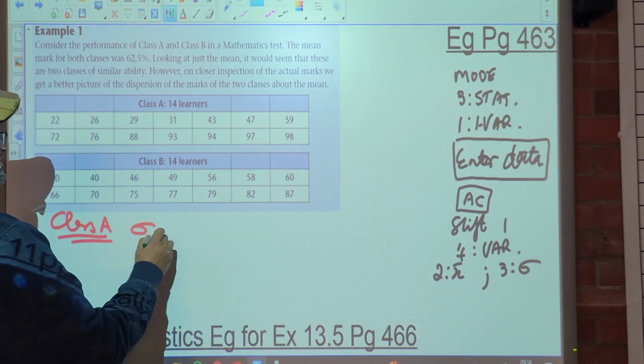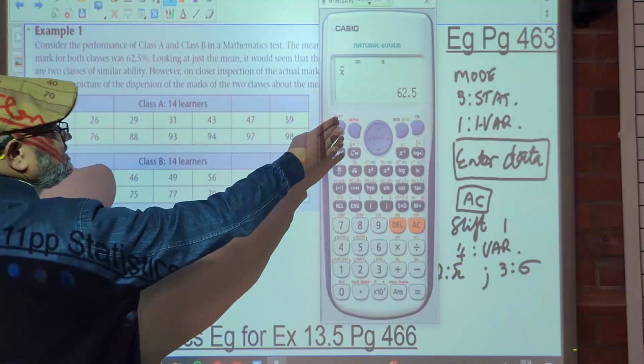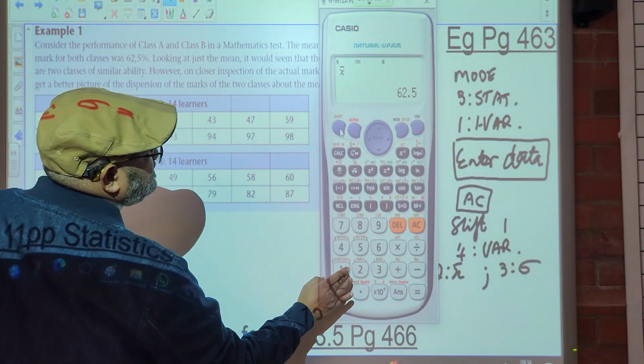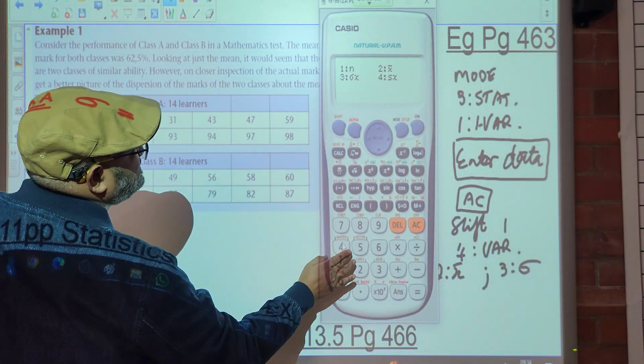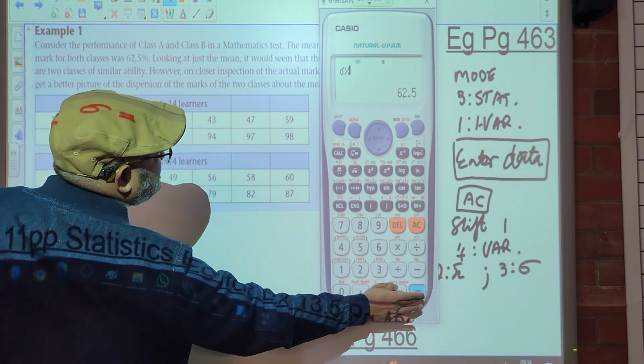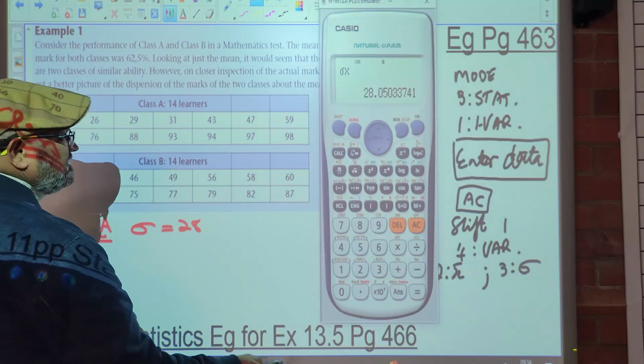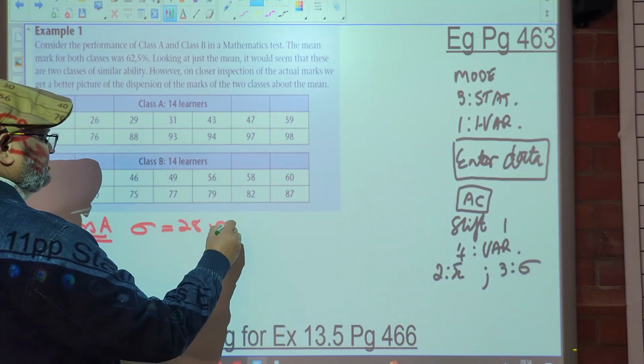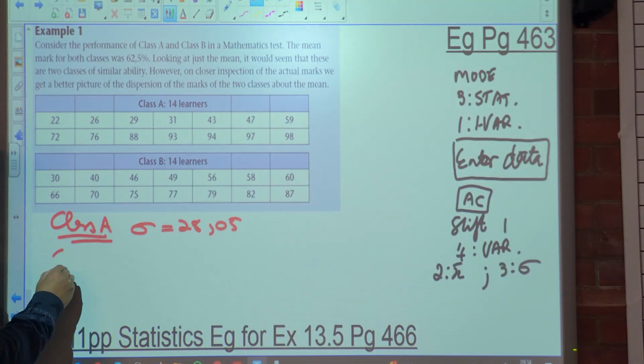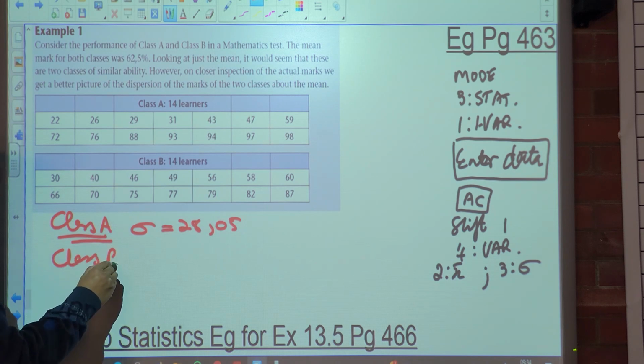But your standard deviation is shift 1, 4 for variance, 3 for standard deviation. That's the standard deviation: 28.5. Now just look at class B.